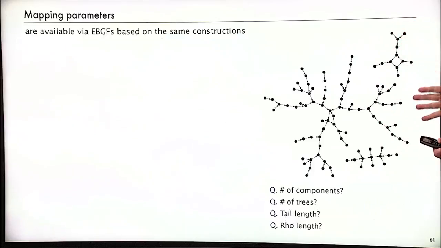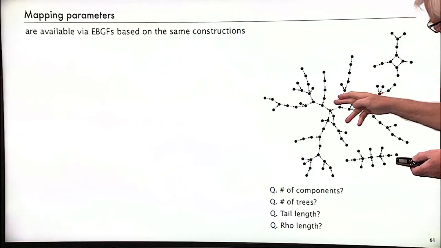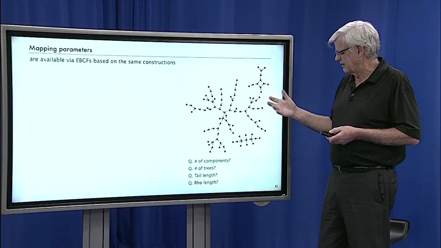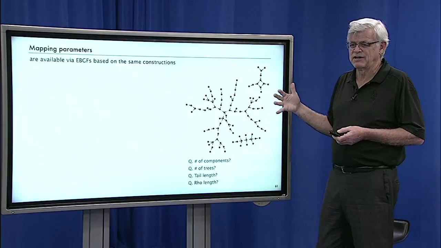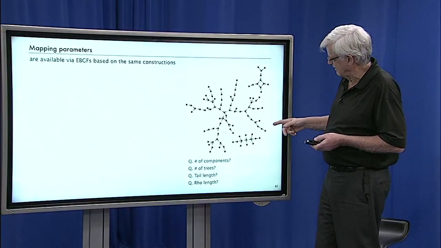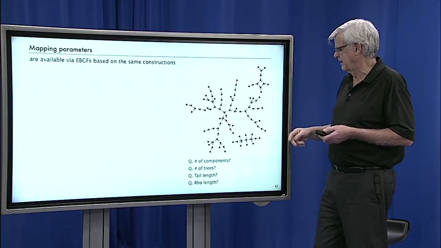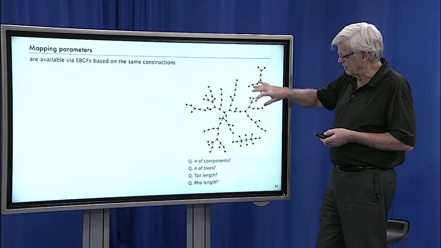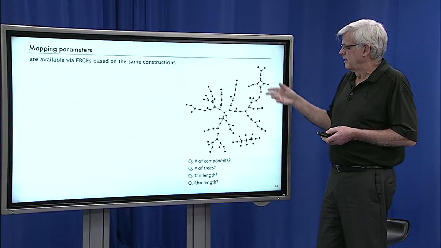With mappings, again, starting at every point, you've got a row length. That's a parameter that's interesting to study. There's others, like tail length, that is, how long until you hit the cycle. And again, number of components, number of trees, and so forth.